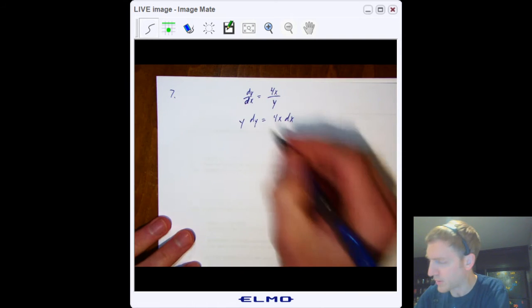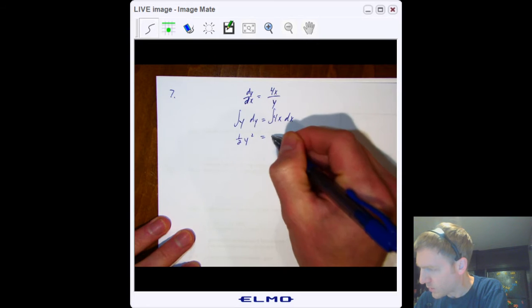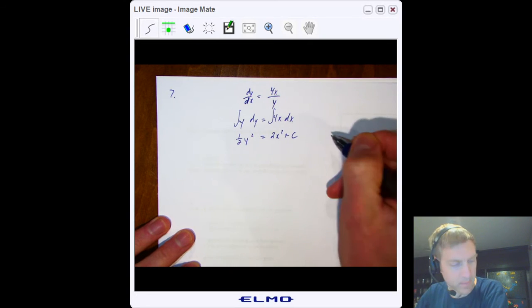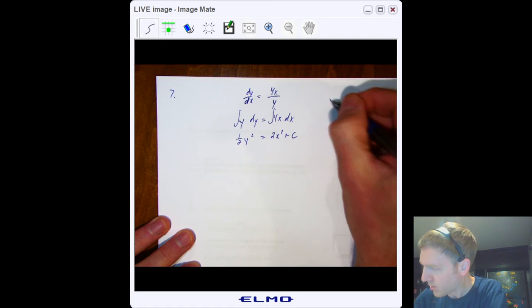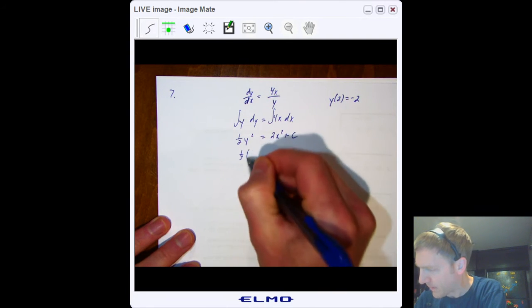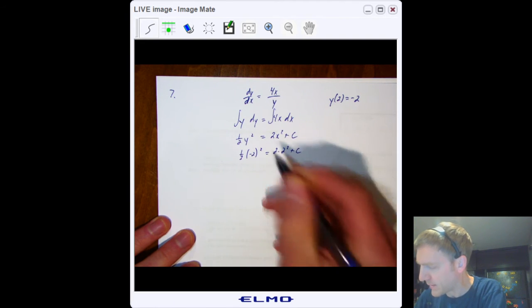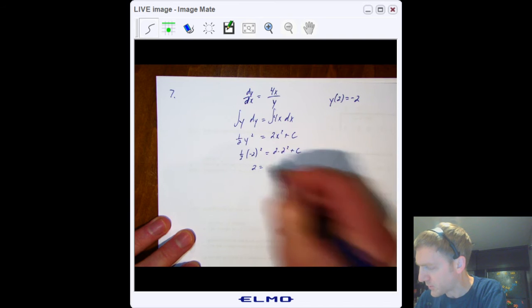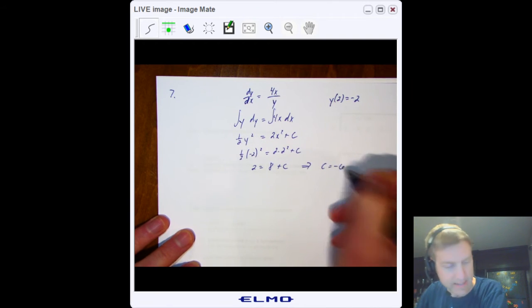And then I want to integrate both sides. So that's going to be 1/2 y squared equals 2x squared plus c. All right. And then plug in your initial condition, which I forgot to write down. Y of 2 is -2, so 1/2 times -2 squared equals 2 times 2 squared plus c. So that's going to be half of 4 is 2. That's going to be 8 plus c. So my c is -6.